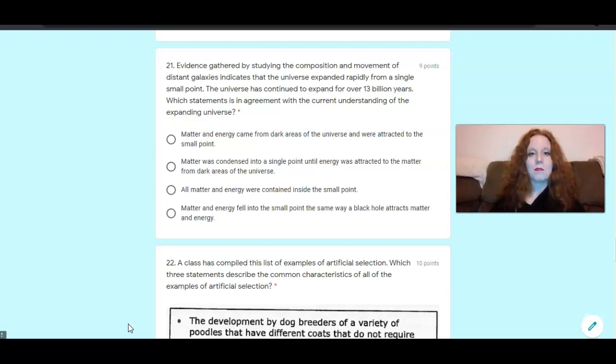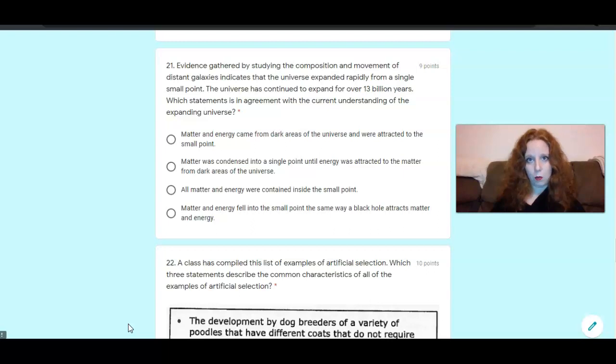The more mass something has, the more gravitational pull it's going to have. So that's what's going to attract the matter and energy to that small point. And then looking at B, matter was condensed into a single point until energy was attracted to the matter from the dark areas of the universe.